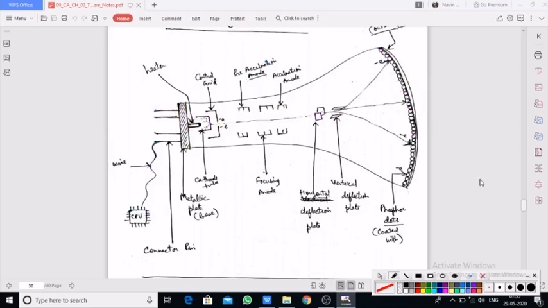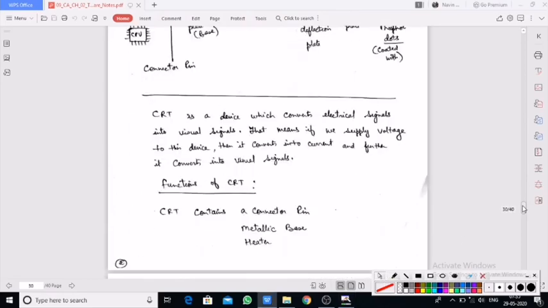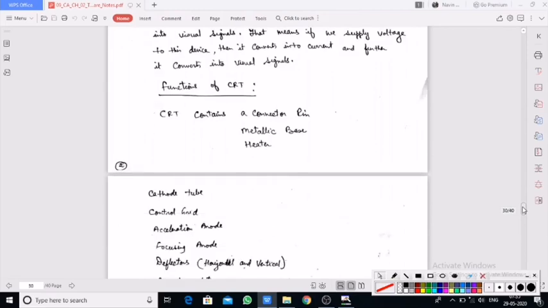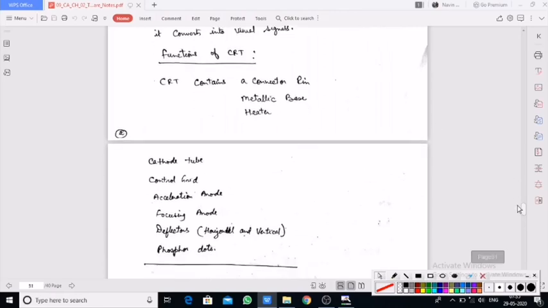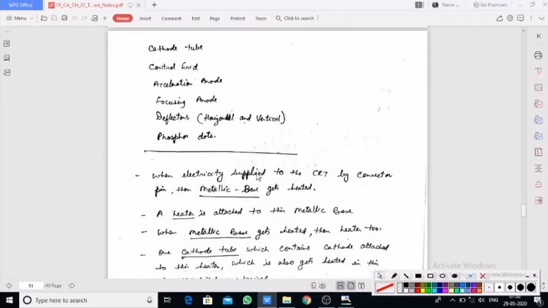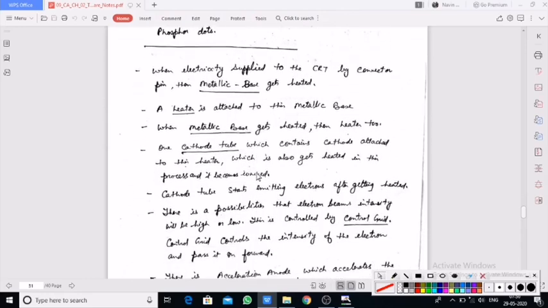That's it, right? Here in the notes everything is given. Function of CRT: CRT contains a connector pin, metallic base, heater, cathode ray tube, acceleration anode, focusing anode, deflectors, phosphor dots. These all are components of CRT, right? And then it is given how it functions line by line, step by step.